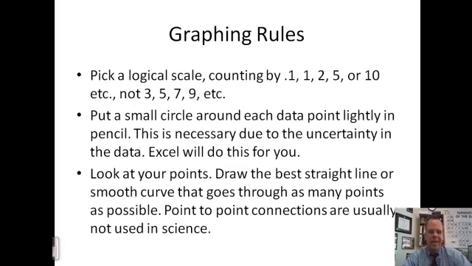Pick a logical scale and stick with that scale. 0.1s, 1s, 2s, 5s, 10s, 0.01s, whatever it happens to be, stay consistent. Try not to pick an illogical scale like 3, 5, 7, because it's hard to follow. One thing that's good is to put a small circle around each data point, lightly in pencil. This will help show the uncertainty of your data, and if you're doing your graphs in Excel, that will be done for you if you put that setting in.